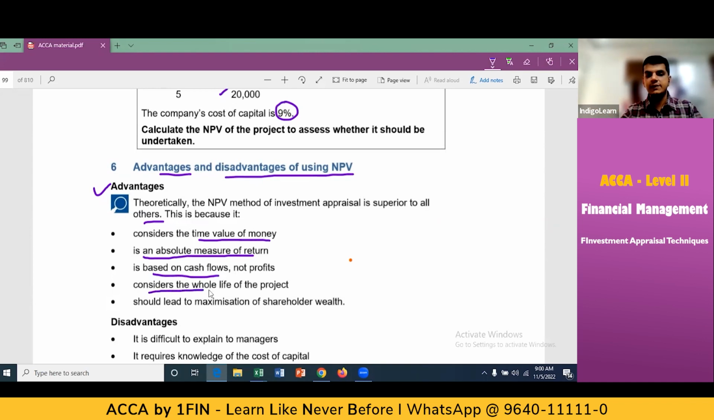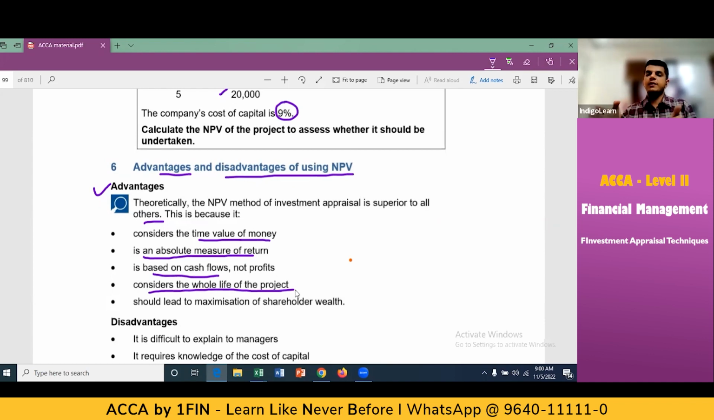Fourth, it considers the whole life of the project. So the entire end-to-end life of the project is considered here. In payback period, what I have seen is it is considering only up to the period of payback, or the amount is recovered from the project.